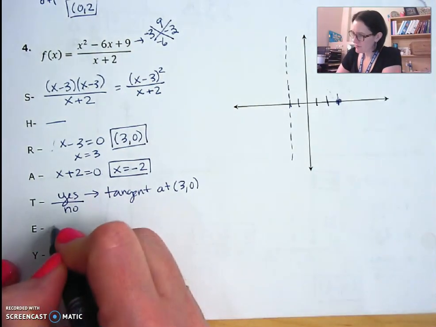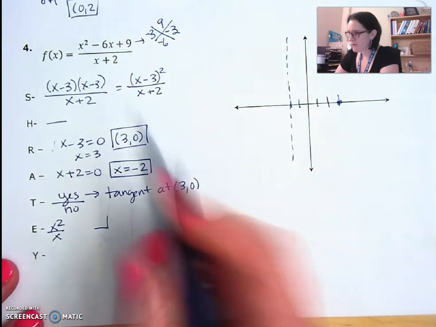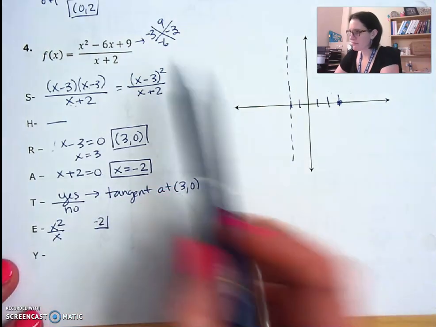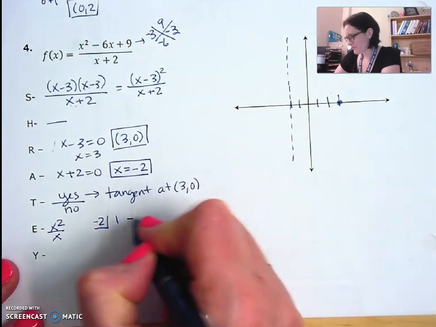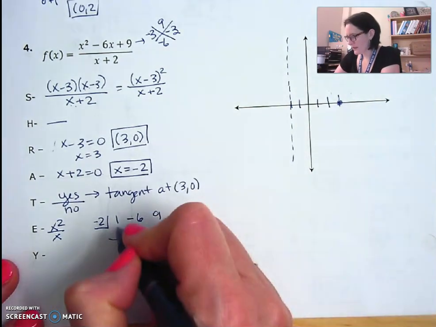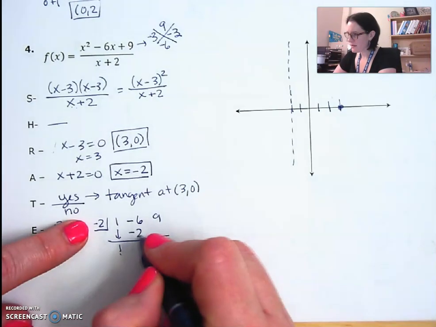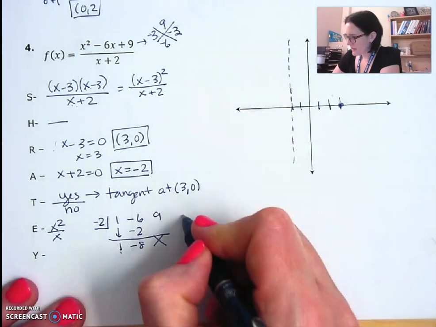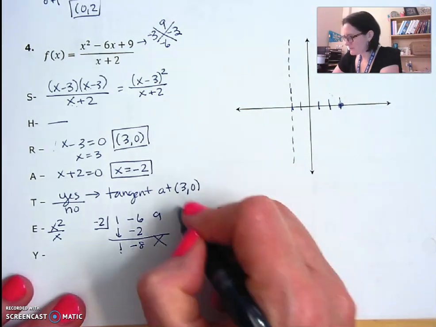All right, end behavior, my ratio is x over x. Definitely top heavy, so I have to do my synthetic division. The 0 of my denominator is -2. The coefficients of my numerator are 1, -6, and 9. So I bring down the first term, multiply these two things, -2, add vertically, -8, and I don't care about the rest of it. So my oblique asymptote is y equals x minus 8.